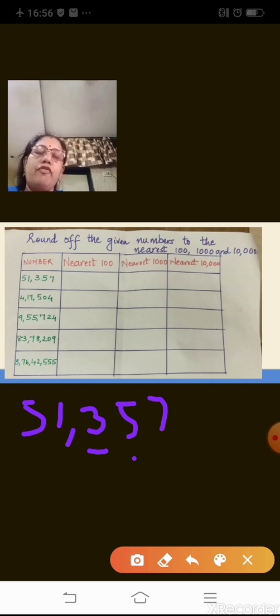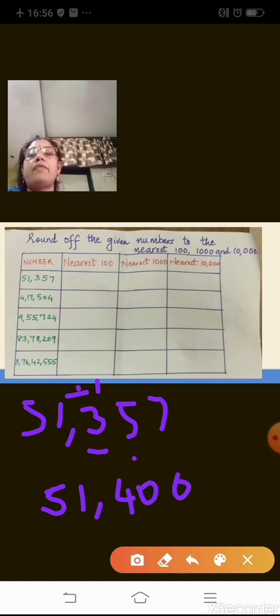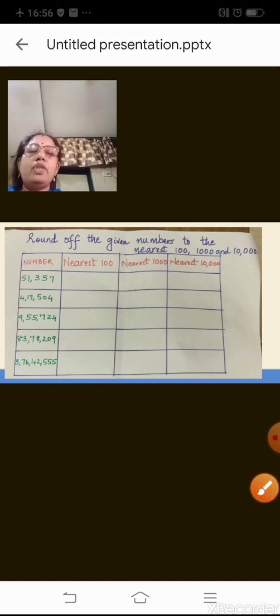Here it is 5, so you will add 1 to the number in the hundreds place. The rest of the numbers you will keep as they are. So while rounding off, your number becomes 51,400. I'll show you the answer afterwards. I'll just show you how to do it. Okay, coming to the next one.